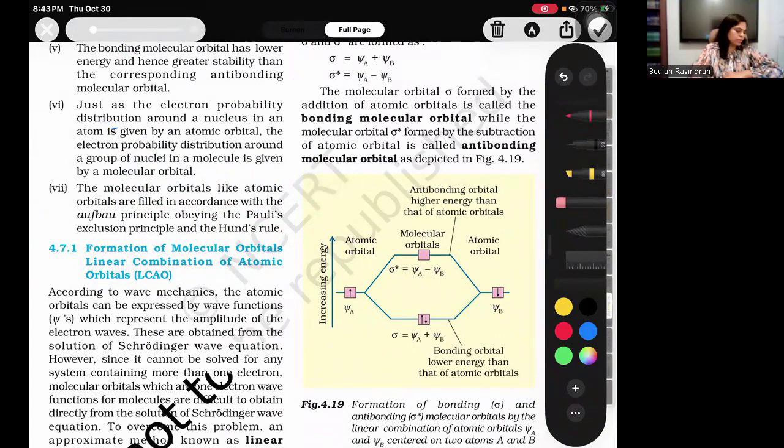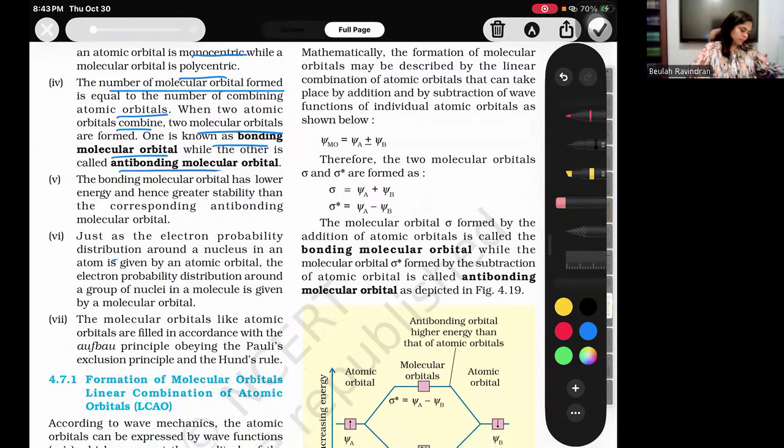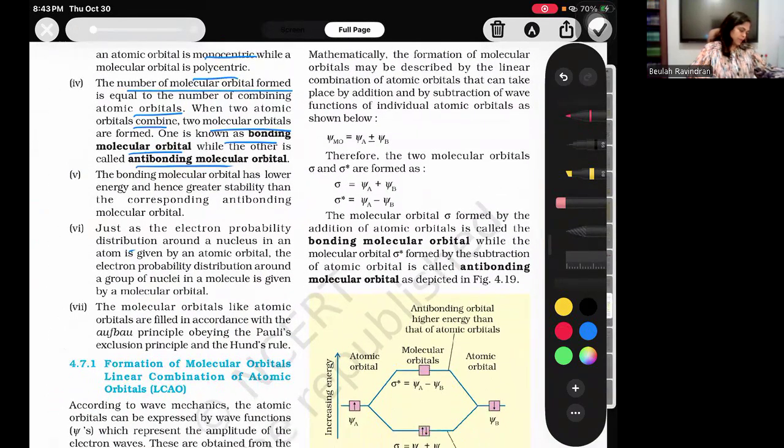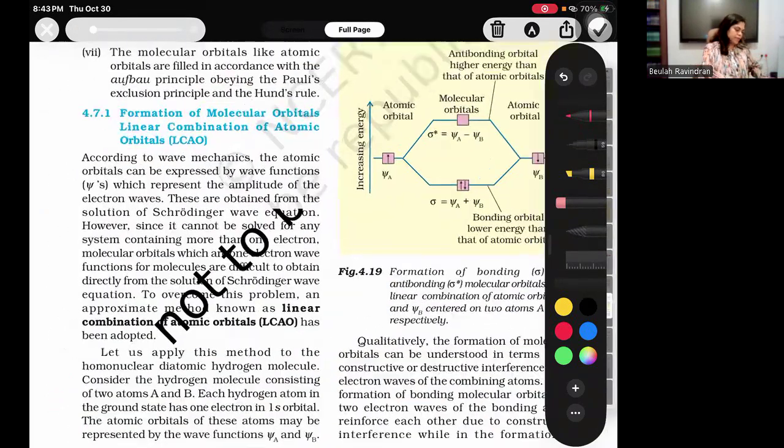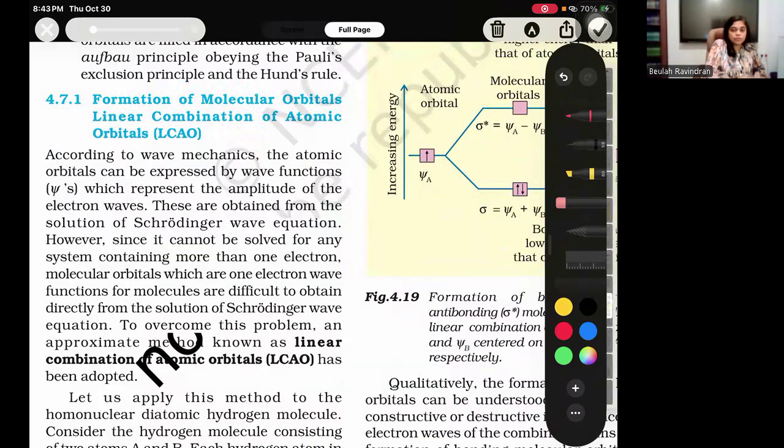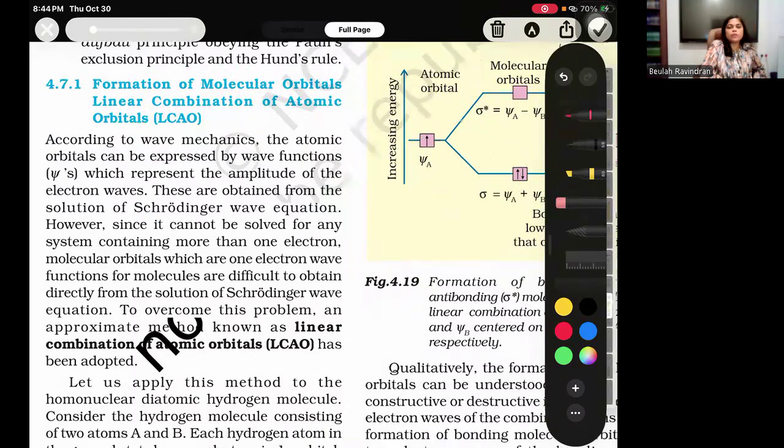First of all, you must know the bonding and anti-bonding, everything. So this I will explain to you. According to wave mechanics, the atomic orbitals can be expressed by a wave function. Okay, this and all you know, right? What a wave function is and everything, I've explained in the second unit itself. It is characterized by psi.